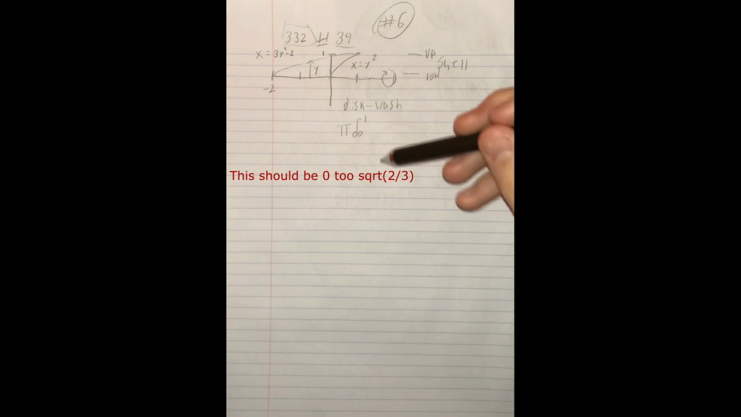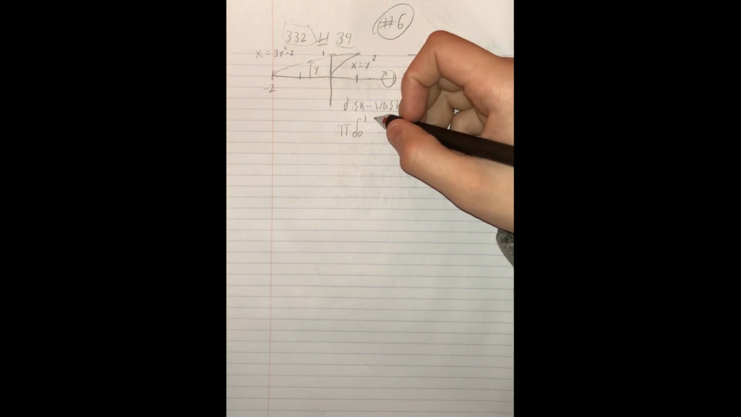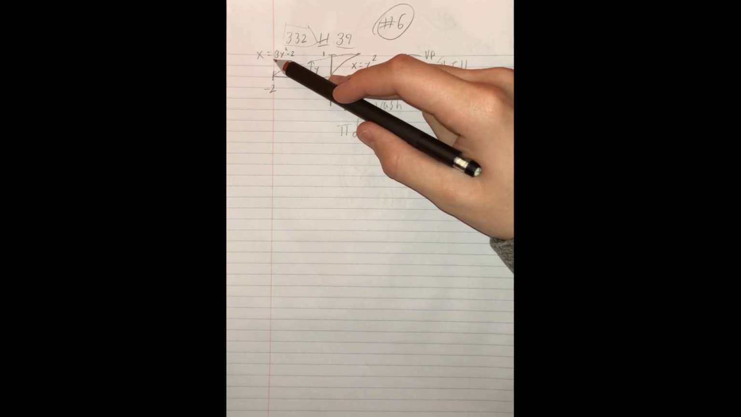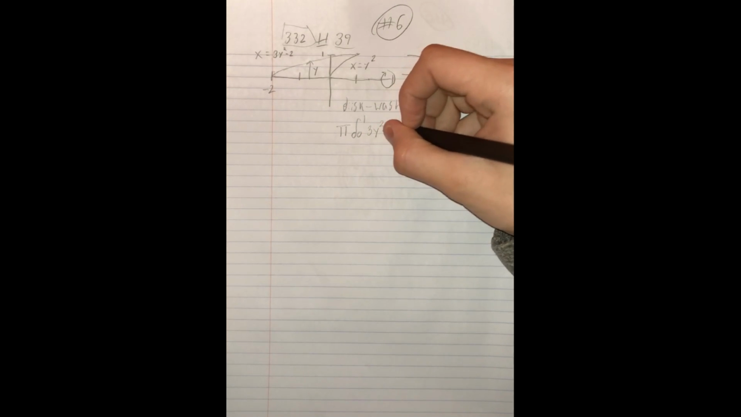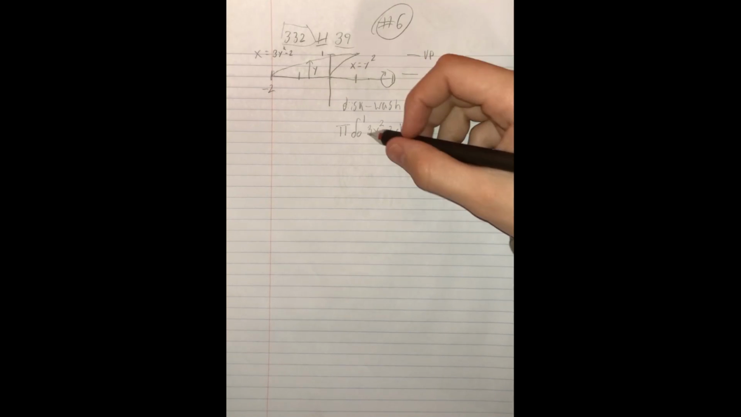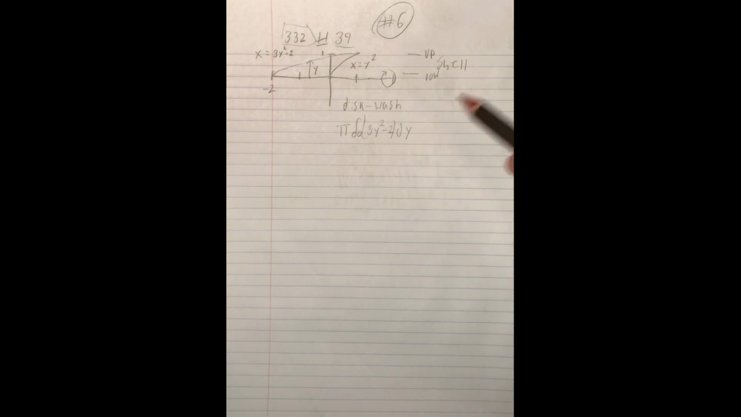And this is because it's around the x-axis, remember. 0 to 1, and our radius is going to be this equation here, 3y squared minus 2, 3y squared minus 2 dy. Don't forget that nice little dy. And this is squared, pi r squared, my apologies.